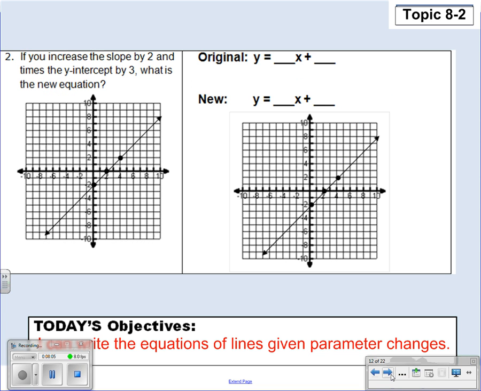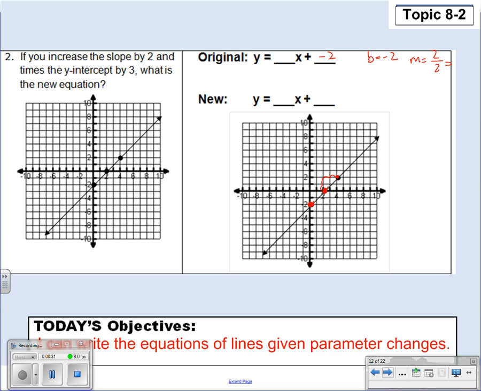Problem number 2. If we increase the slope by 2 and times the y-intercept by 3, what's the new equation? Well, first we need to know what the original equation is. So let's start at our beginning. We're beginning at negative 2. And our slope, I'll pick any 2 points, and we'll go up 2 and then to the right 2.